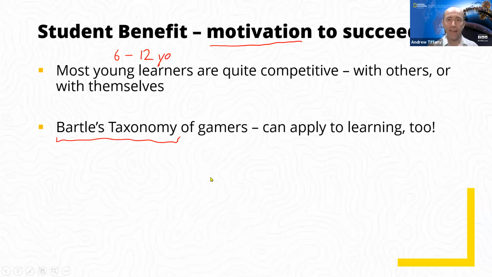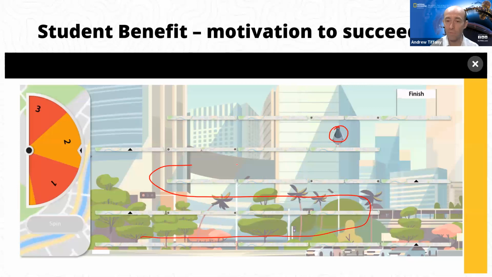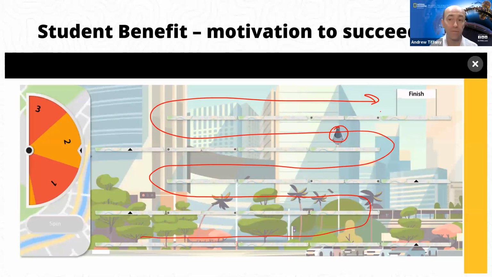The way that gamers think is really, really important when you have a game. And in learning management systems, you can have games, right? You can have a game like this. This is basically snakes and ladders. We have a little pigeon here. He's already partway through the game. He started down the bottom and he's making his way up like this to get to the finish over here.